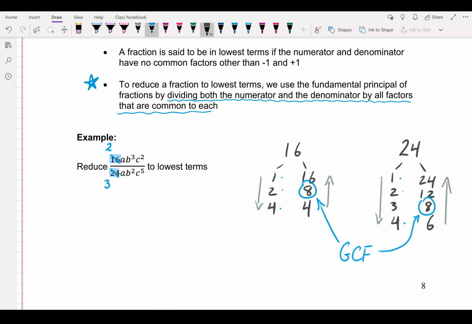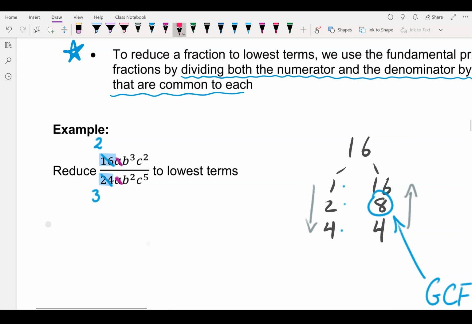What about our letters? Well, on top and bottom here, we have a and a, so they can cancel. What about our b's? We have 3 on top, 2 on bottom. So just by basic exponent rules, we can use this. We've done this before. b cubed over b squared is the same thing as b to the power 3 minus 2, which is just a single b, right? So it cancels out the top b, cancels out the bottom. And then what about c's? Well, 2 off the top are gone, and 2 off the bottom are gone, leaving 3.